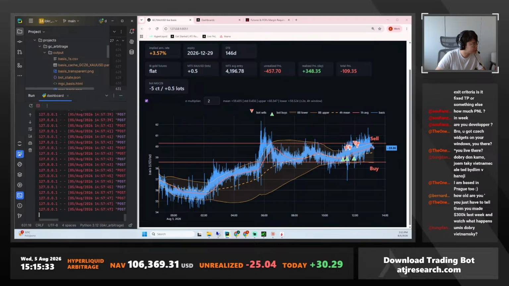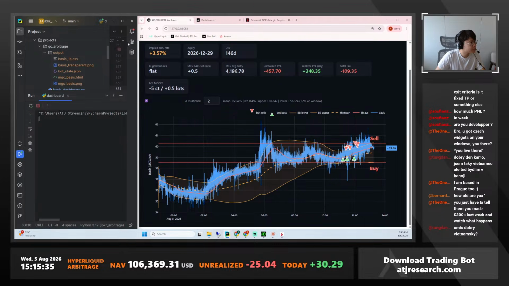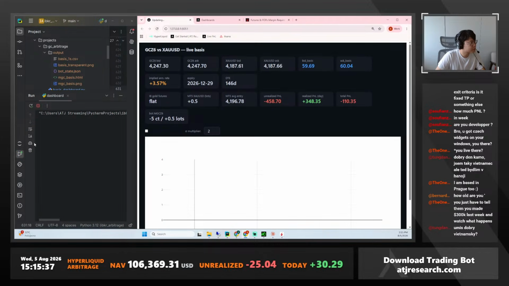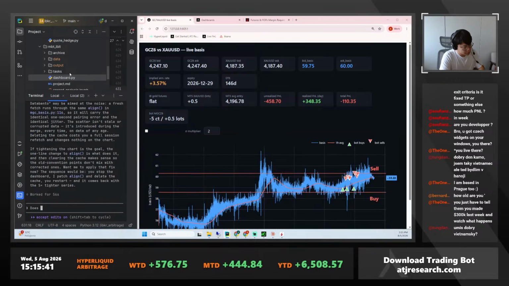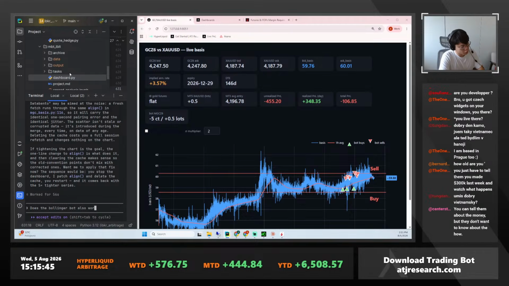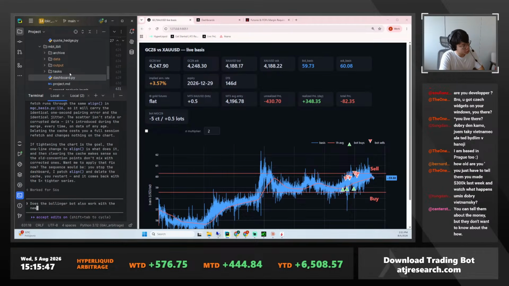Okay, I think I can restart my app now, and so now this basis chart should be fixed. Now I have to ask a question. Does the Bollinger bot also work with the new basis data?